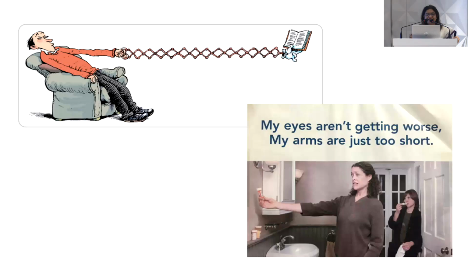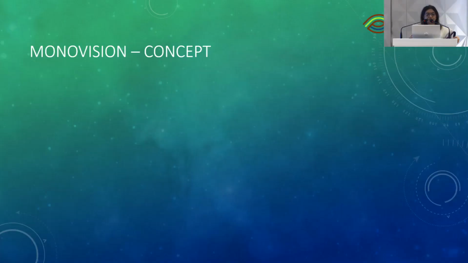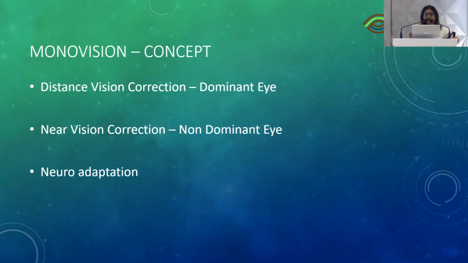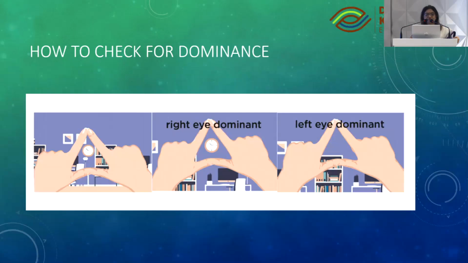Having said that, we can't leave a patient presbyopic. Like Rupal said, her husband would have killed her if she couldn't give him good near vision. So this definitely is an issue. So the monovision concept is wherein distance vision is corrected in the dominant eye and near vision in the non-dominant eye. Of course, there is going to be some amount of neuroadaptation, but that is there in all the premium multifocals, trifocals, EDOFs, whatever it may be.